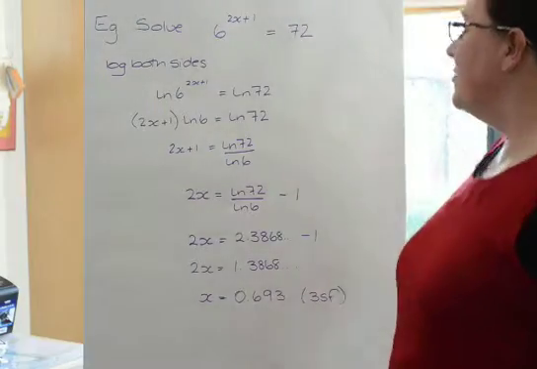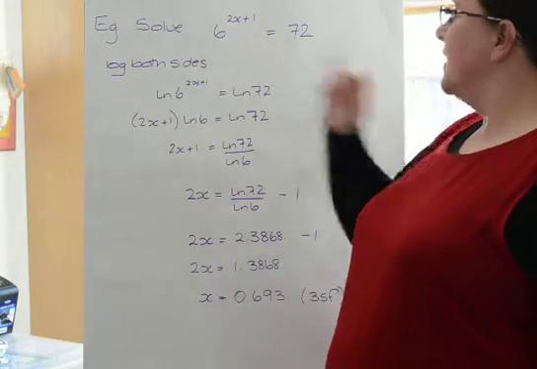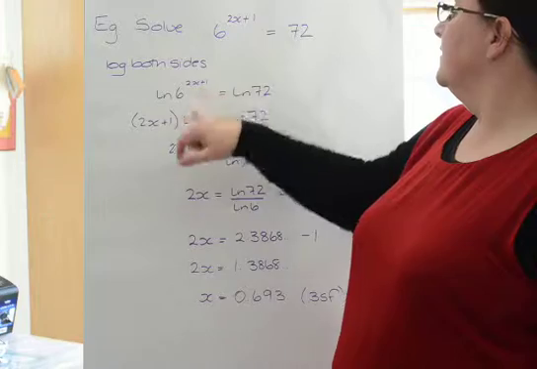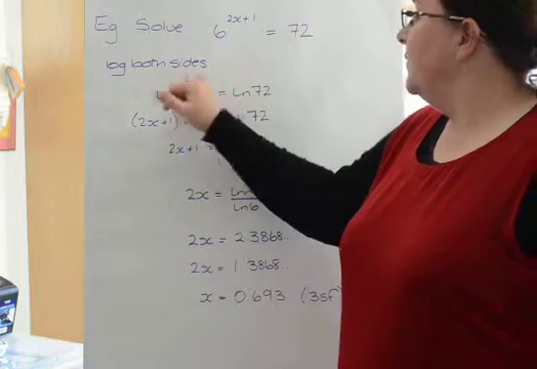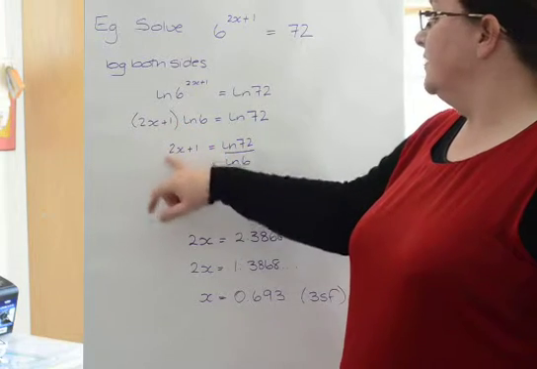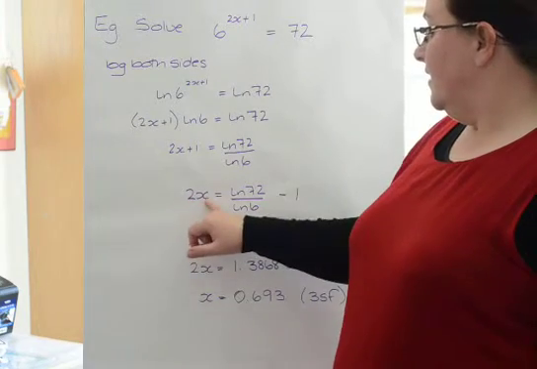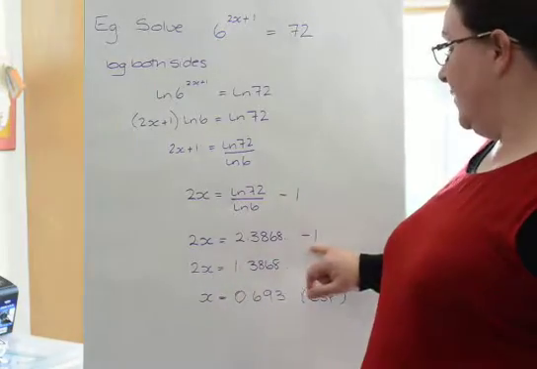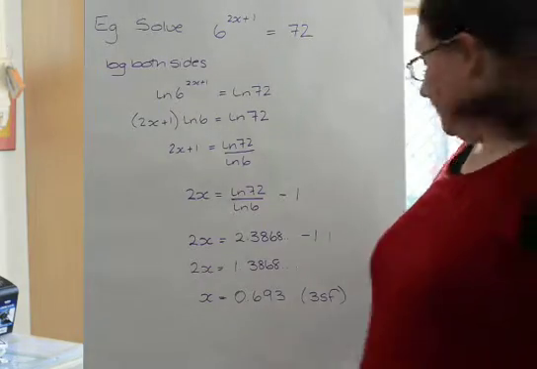The next type of exponential equation you might get is one that looks a bit like this, and again we're just going to take the logarithms of both sides. So ln of 6 to the 2x plus 1 equals ln 72. Again, we can bring the whole of that power down. That's what we use those log rules for. So we end up with 2x plus 1 is log 72 divided by log 6. 2x is log 72 over log 6 minus 1. Then you can start evaluating it out, and you end up with x equals 0.693 to 3 significant figures.